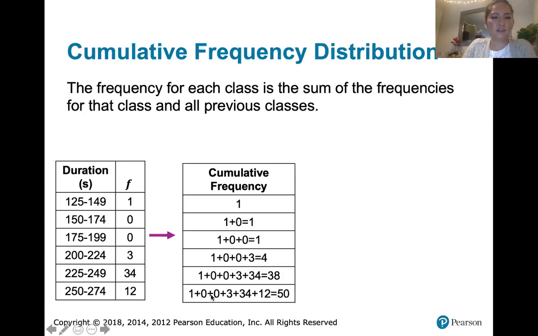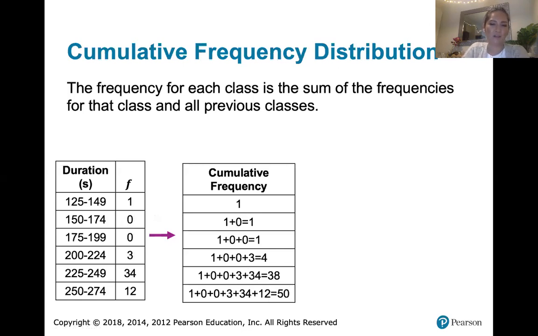To get the cumulative frequencies, you just add. So in that first class, you just write a 1. And for the second class, the cumulative frequency is the 1 plus the 0, so you get 1 again. And for the third class, it's the 1 plus the 0 plus the 0. And the fourth, you add the 1, the 0, and the 3, and so on, and you go throughout the table. Now that last cumulative frequency should be the total number of data values that you had in your data set. So we had 50 values. So that last cumulative frequency is 50, which is as it should be.